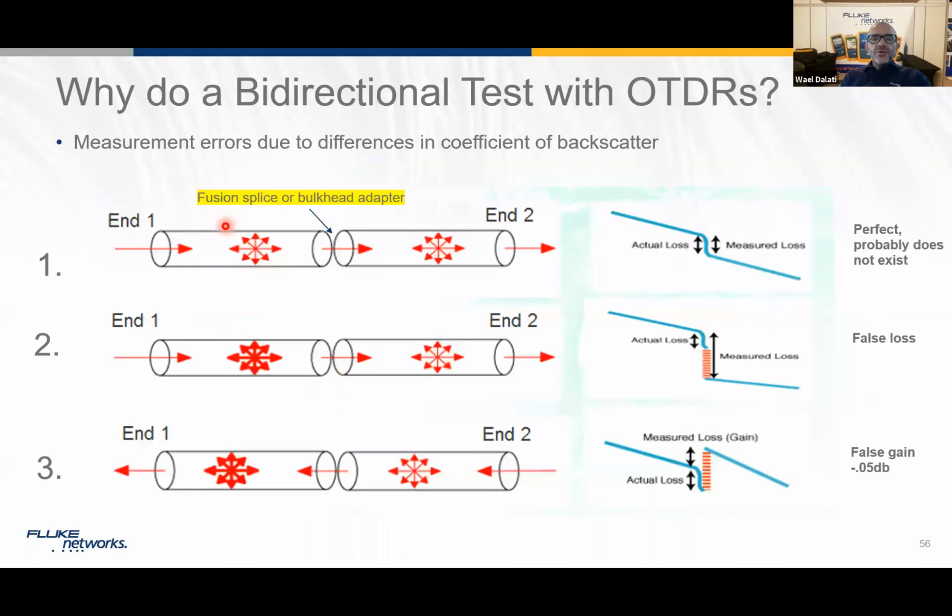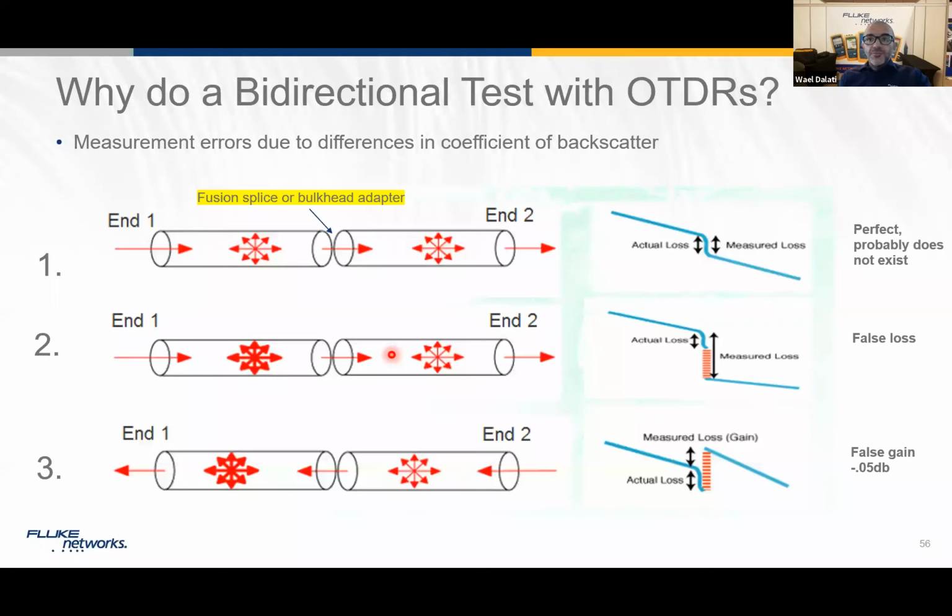So why do we need also another discussion? Why do I need a bidirectional test? Because sometimes if I go in the fiber from one direction, I see some data. If I look at a splice here, the splice could give me, if it is good, the right result, which is the right loss. But sometimes I might get a wrong data here.